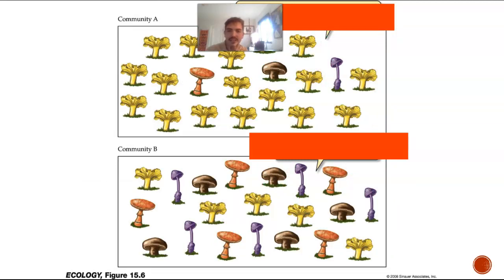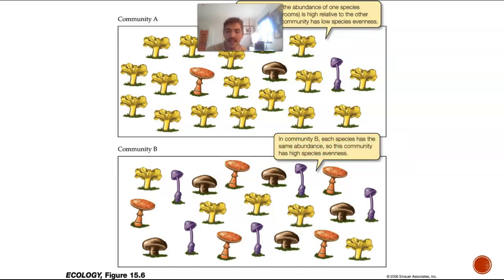All right, so in community A, the abundance of one species, the yellow mushrooms, is high relative to the other species. So this community has low species evenness. But in community B, each species has the same abundance, so this community has high species evenness.